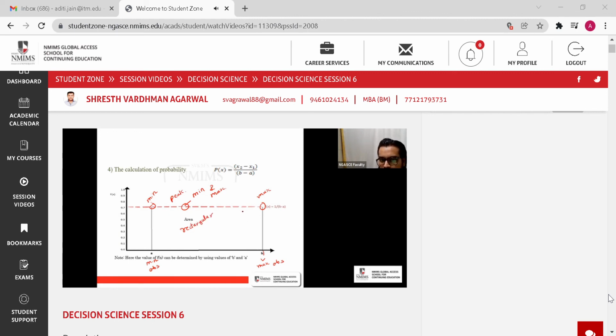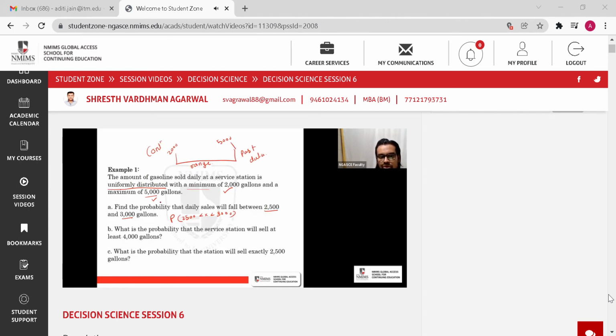And here the probabilities are uniform. This looks like a rectangular area. It's not like somewhere it's like this, somewhere it's like that. Based on the graph of the distribution, because it's rectangular in pattern, it's called uniform. The probabilities are uniformly distributed. It's a uniform distribution.